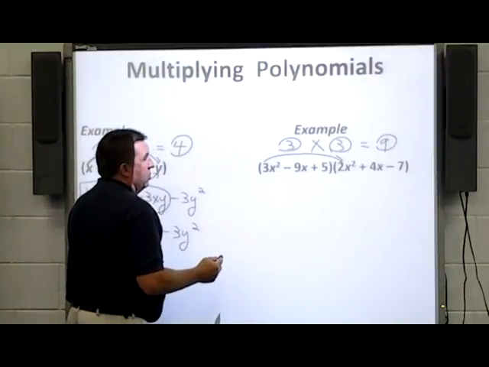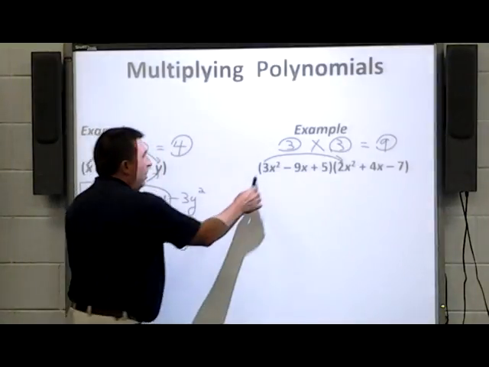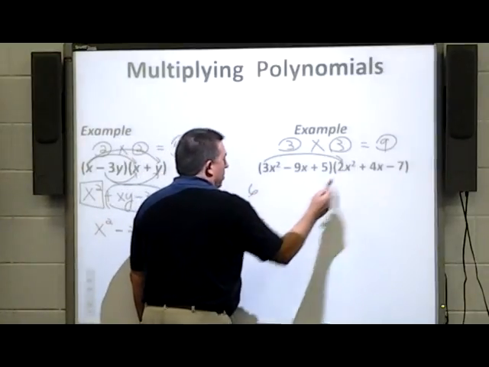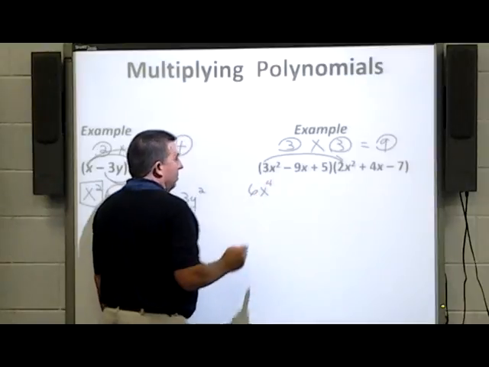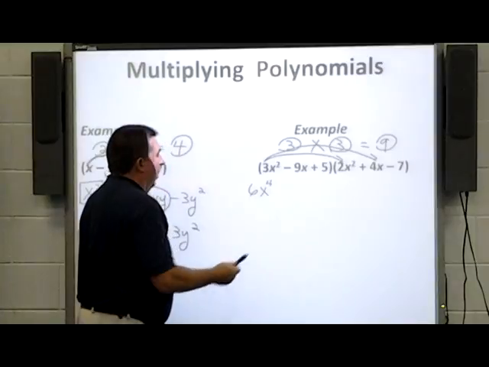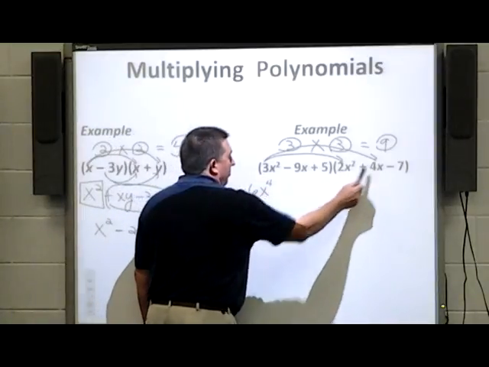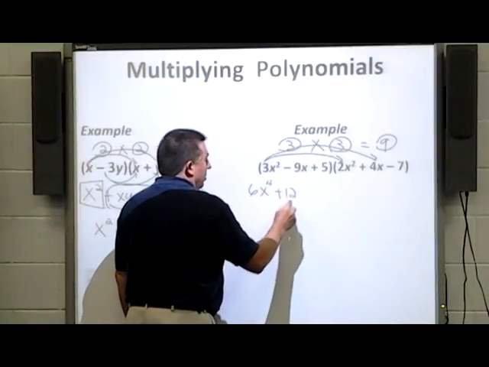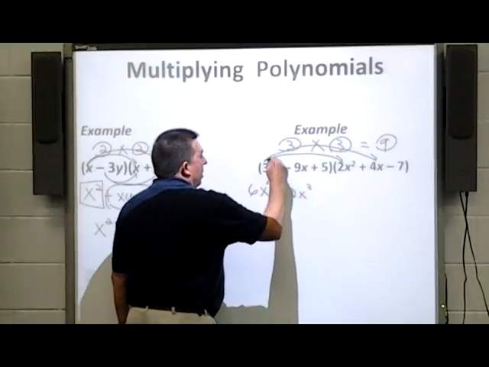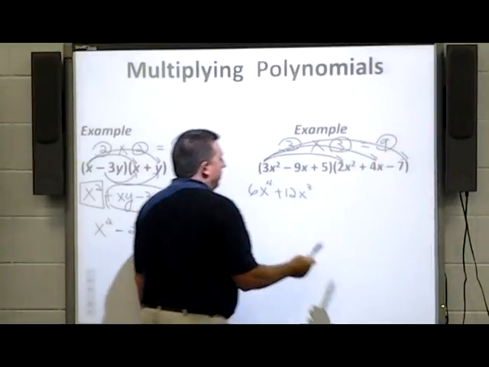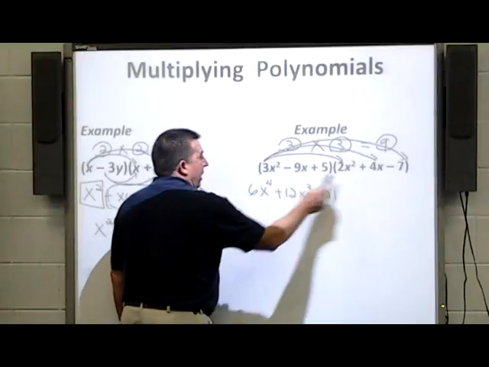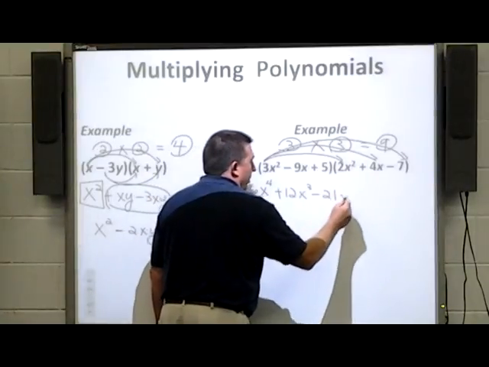3x squared times 2x squared. Remember your law of exponents. 3 times 2 is 6. X squared times x squared is x to the 4th. And I take the 3x squared times the positive 4x. 3 times 4 is 12. X squared times x is x to the 3rd. And I take the x squared times the negative 7. 3 times negative 7 is negative 21. I have no x term with that, so it'll be x squared.